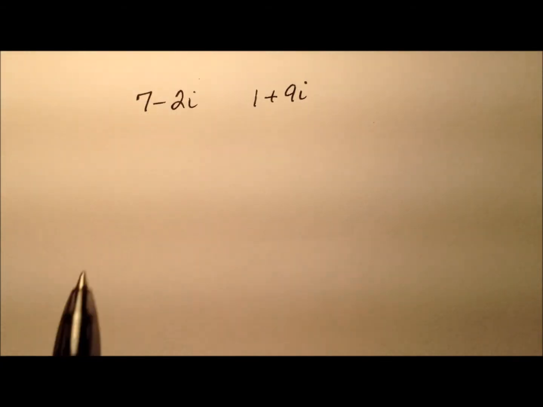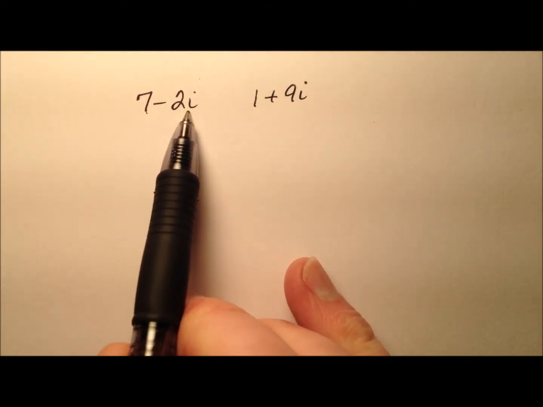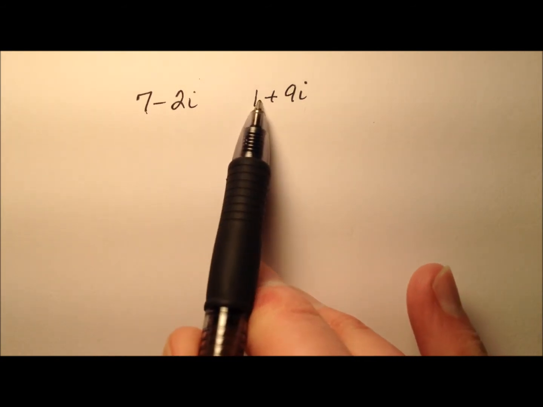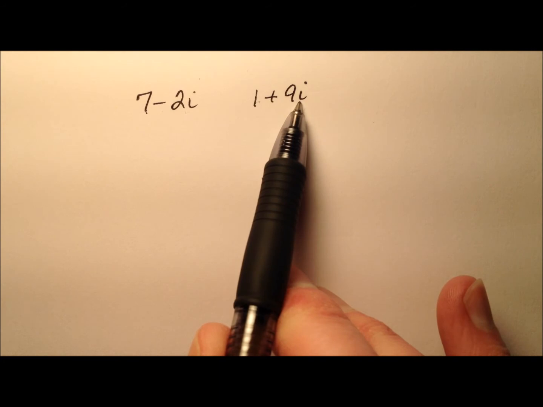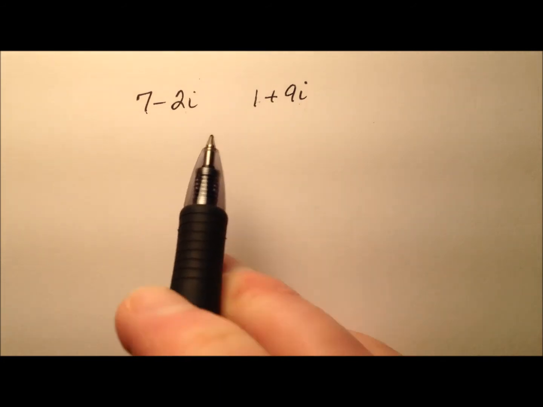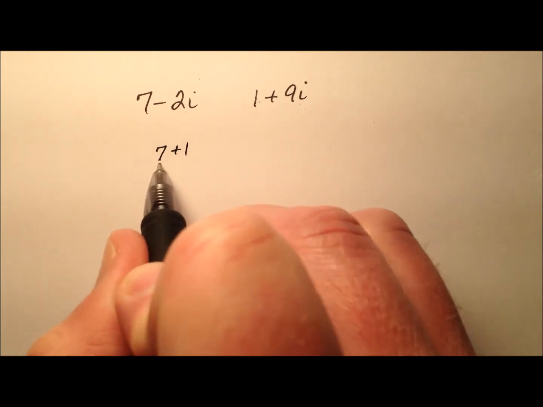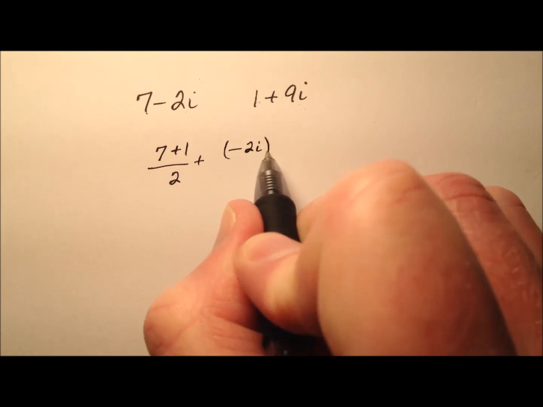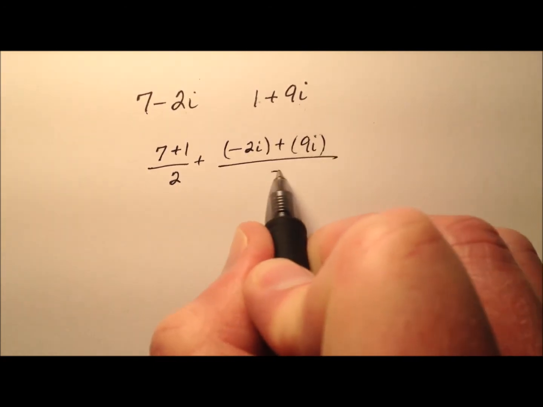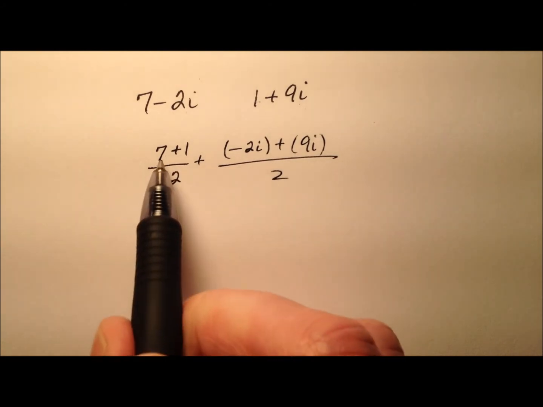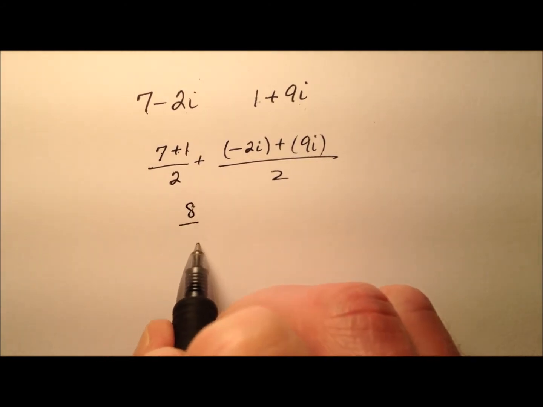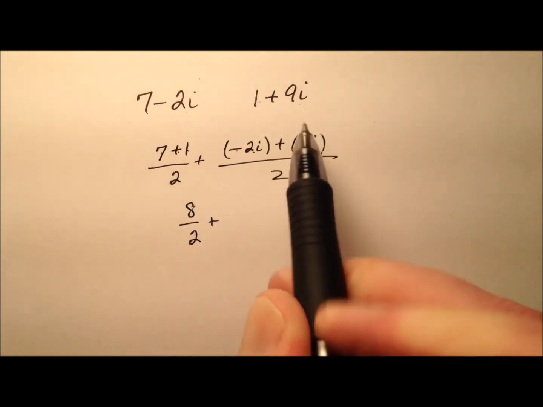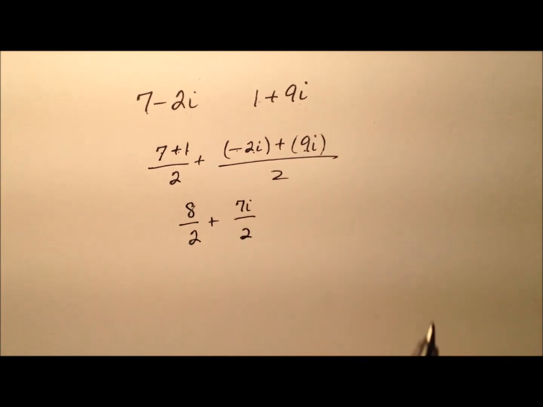In this second example, let's go ahead and look at the two complex numbers 7 minus 2i and 1 plus 9i. And once again, we're going to take the average of their real parts and the average of their imaginary parts, and that's going to go ahead and give us our midpoint. So the real parts, 7 plus 1 divided by 2, and then plus, we've got a -2i and a positive 9i, and we'll divide that by 2 as well. So 7 plus 1 is 8, so 8 divided by 2. And for our imaginary parts, -2i plus 9i is 7i over 2.